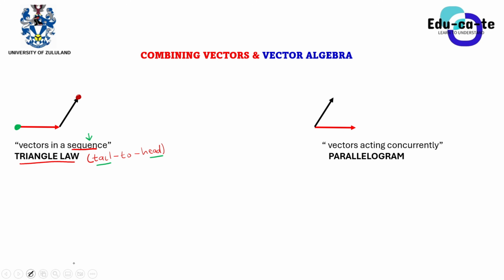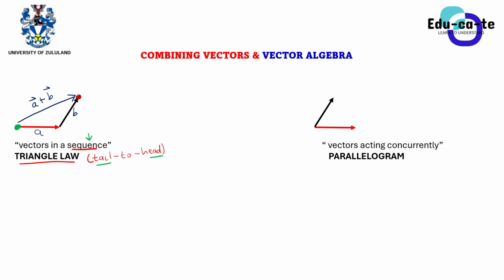To draw your resultant, it will have to move from the tail of the first vector to the head of the last vector. If we say the red vector is vector A and the black vector is vector B, then the resultant will be A plus B. So this is known as the triangle law, or the tail to head method, whereby you move from the tail of the first vector to the head of the last vector, the one that comes out last. You apply this only if the vectors are in a sequence.